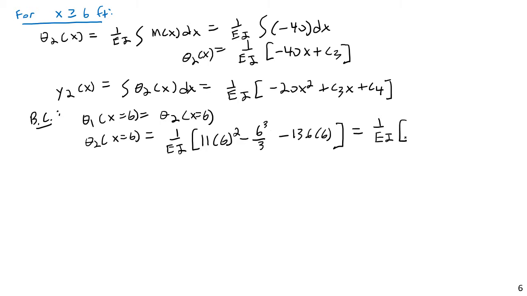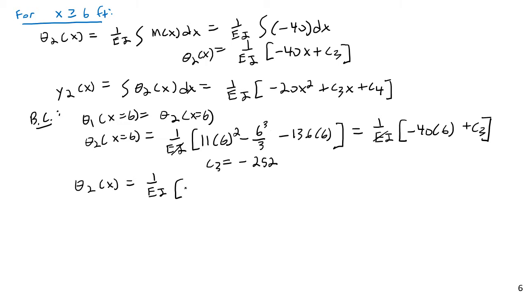That is equal to 1 over EI times negative 40 times 6 plus C3. And interestingly enough, the EI is going to cancel out. If you solve that for C3, you will find that C3 is equal to negative 252. Okay, so that gives us a final theta 2 as a function of x equal to 1 over EI times negative 40x minus 252.